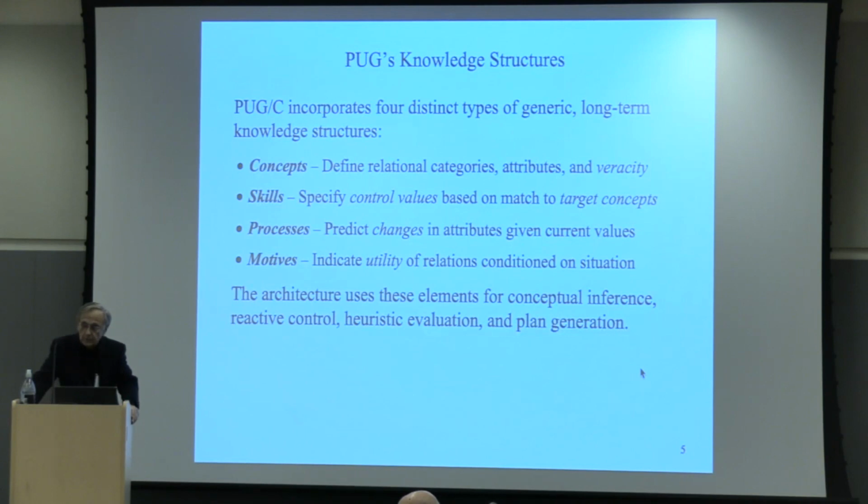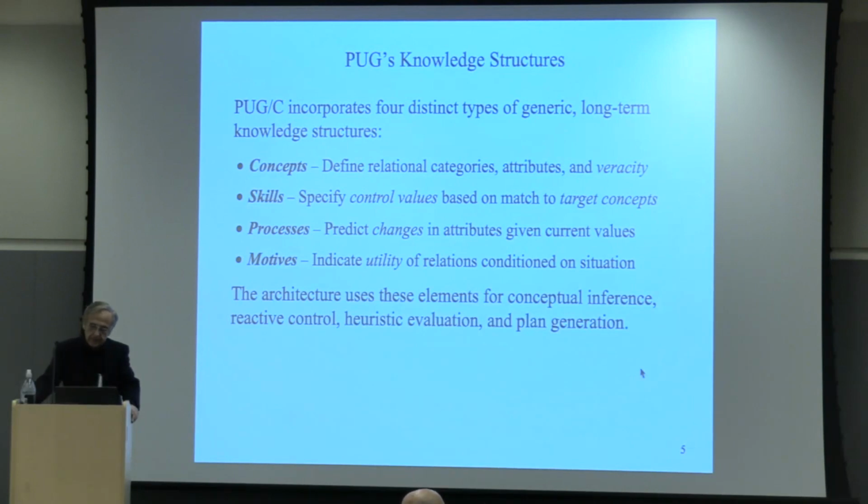So let me go over the architecture, and just so you know, this is an example of why you don't want to have short talks at ACS, because I'm going to go through a whole cognitive architecture, so hold on to your hats. Pug has 4 types of generic long-term knowledge structures. There are concepts which define relational categories and their associated attributes. They also have a degree of match associated, a match function that we call veracity. I'll show you that in a minute.